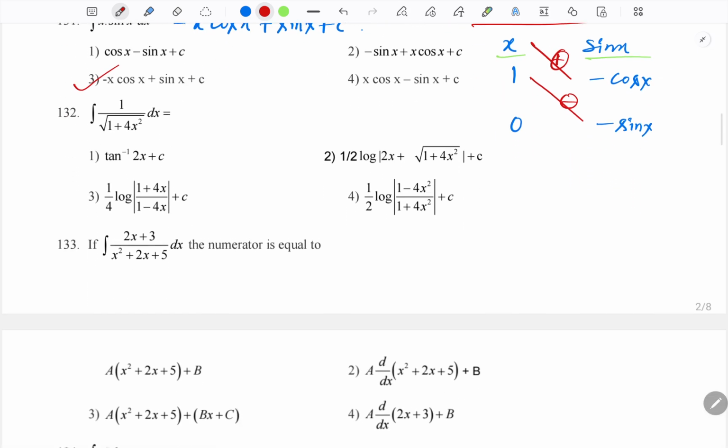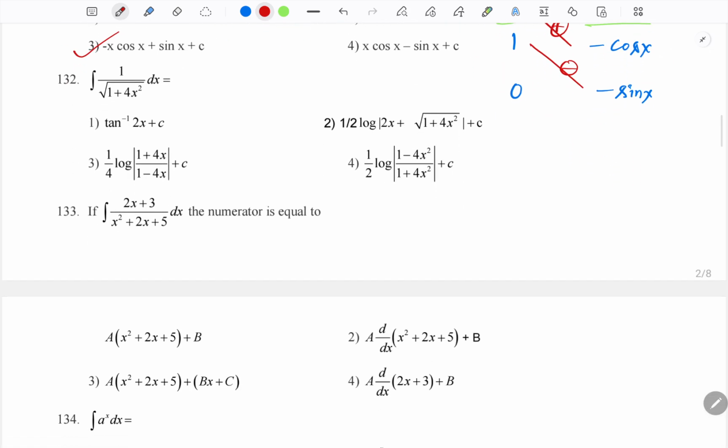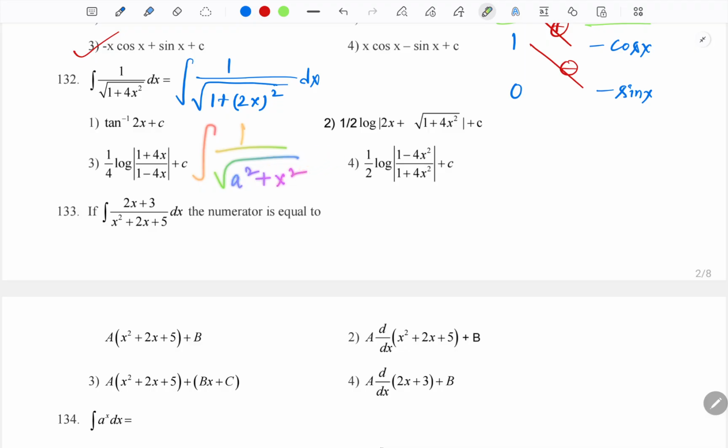Next question. This question is also very easy. First write it in standard form. It is not in the standard form, right? Integral 1 by square root of 1 plus 4x square, we can write as 2x whole square dx. Now it is a standard form, like integral 1 by square root of a square plus x square dx. Make sure students, your x coefficient should always be 1. If it is not, then you should divide. Clear?